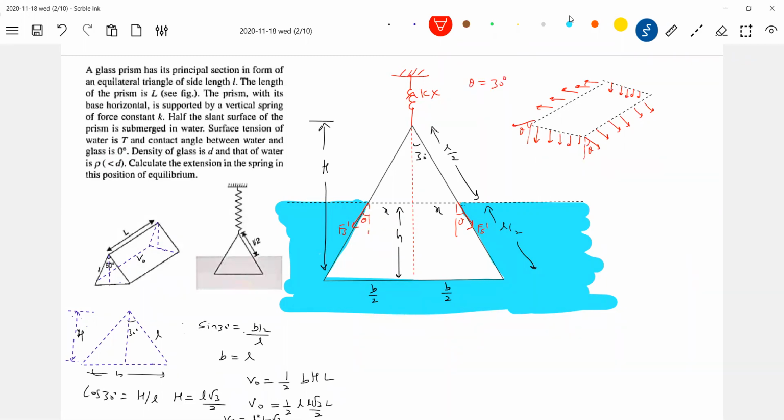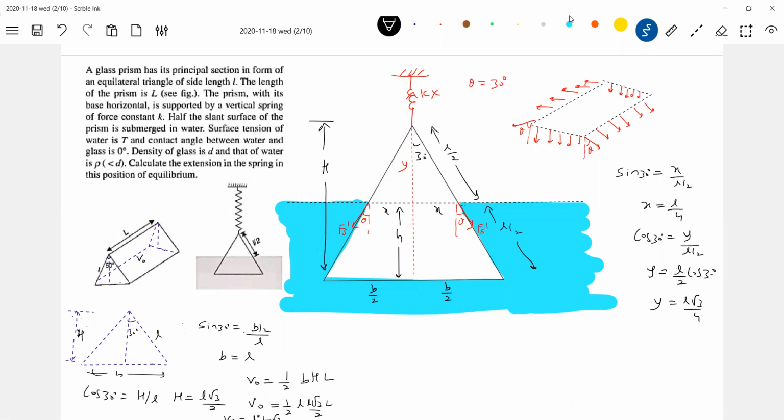Okay, let's get the volume immersed here. Can we calculate this distance y? Let's get into some mathematics first. Sine 30 is equal to x by L by 2, so x equals L by 4. What is cos 30? Cos 30 is equal to y by L by 2. So y is equal to L by 2 cos 30, so L root 3 by 2, so root 3 by 4 L.